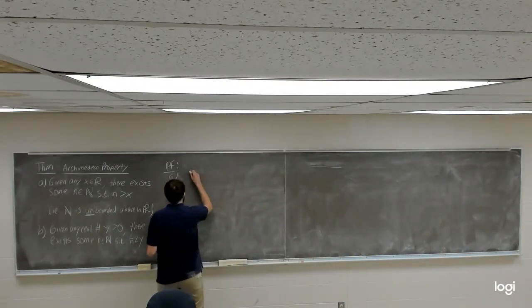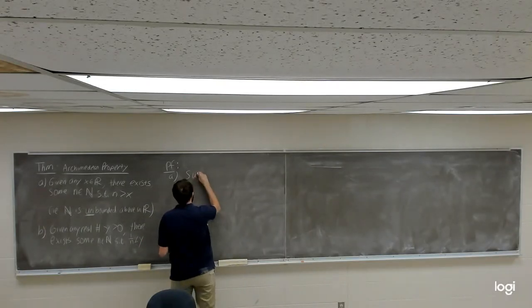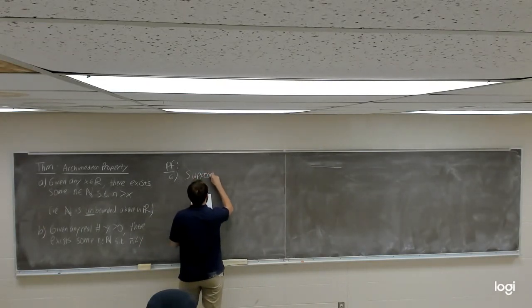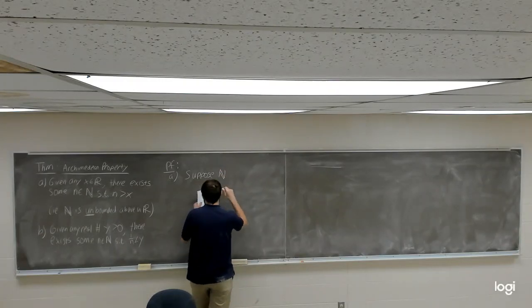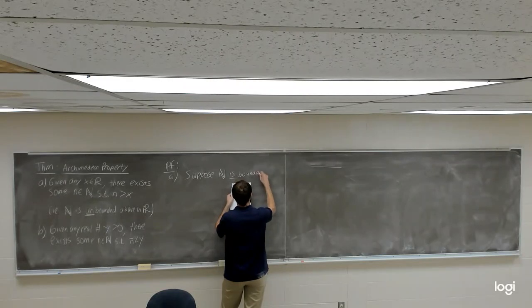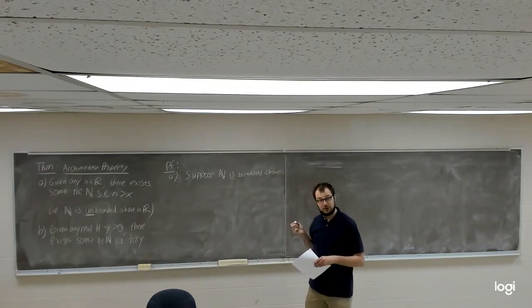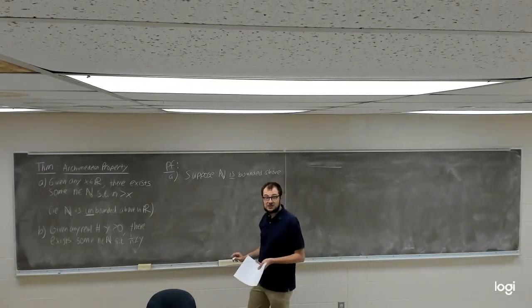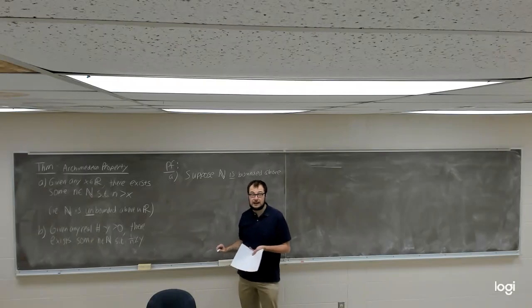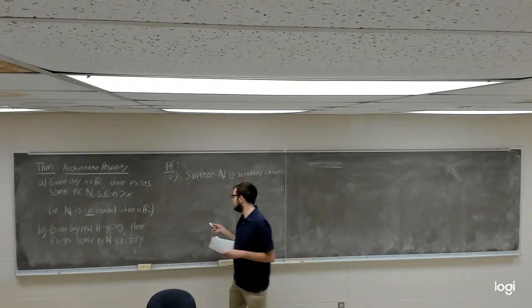So here's where we assume the opposite of what we want to prove. Suppose the natural numbers are bounded above, meaning there's some real number that's greater than every natural number. Well, with that in mind, now I'm going to use the axiom of completeness, or again, we're assuming the axiom of completeness for the rest of the semester.